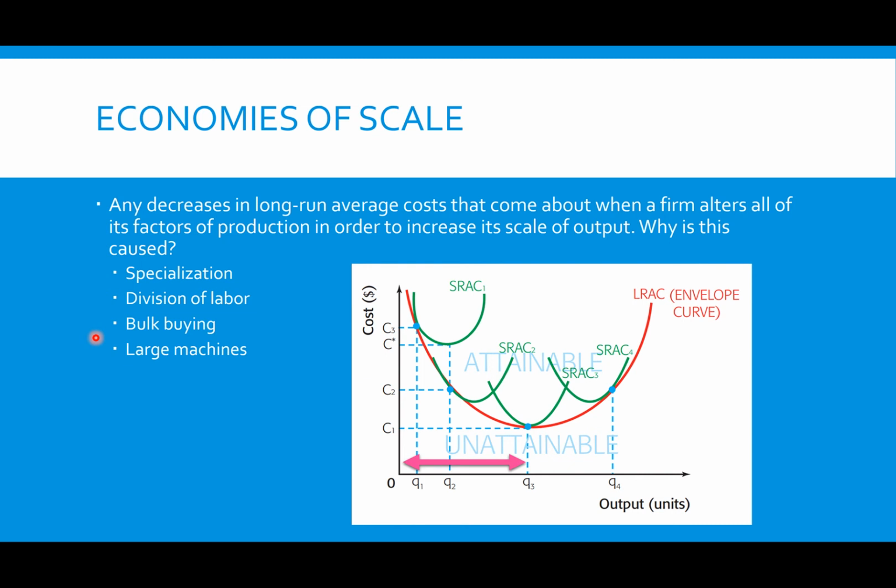Bulk buying. Larger machines. If agriculture farmers, rice croppers, decide to buy a new big machine that can crop and harvest their crops very quickly, in less time, with less human work, then that's economies of scale. That's decreasing the average cost.